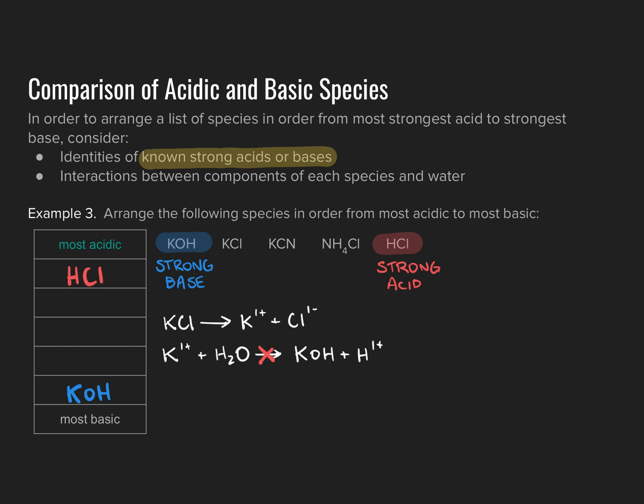Alternatively, the chloride ion here is the conjugate base of the strong acid hydrochloric acid, and as such, the chloride ion is an incredibly weak base. So really, potassium chloride, the component ions here are not going to exhibit either acidic or basic properties, which means potassium chloride is going to be very much a neutral salt. So having now identified potassium chloride as a neutral species, let's move on to potassium cyanide.